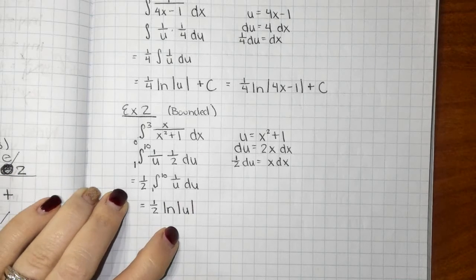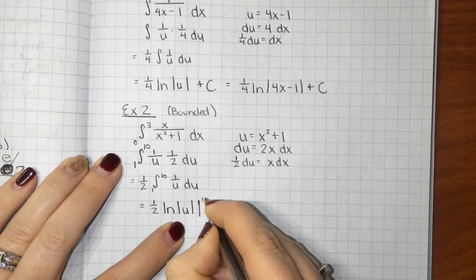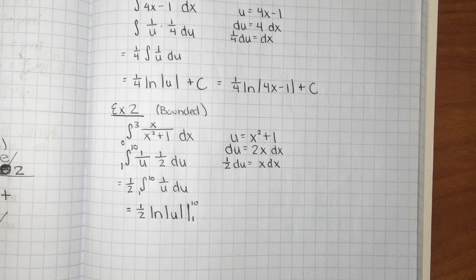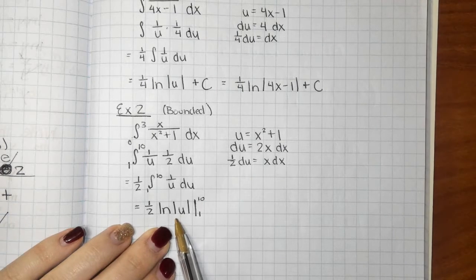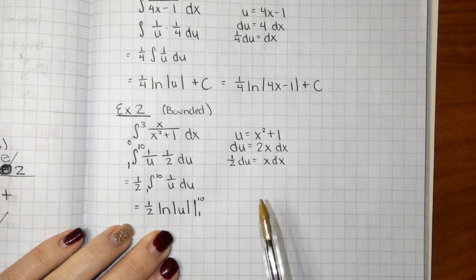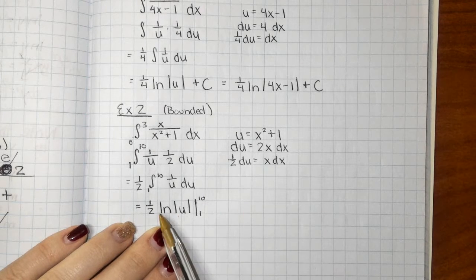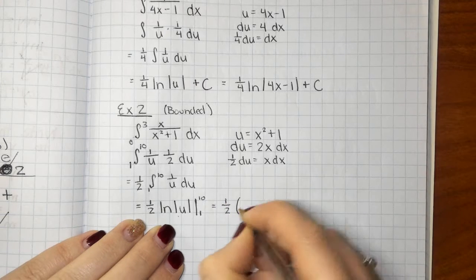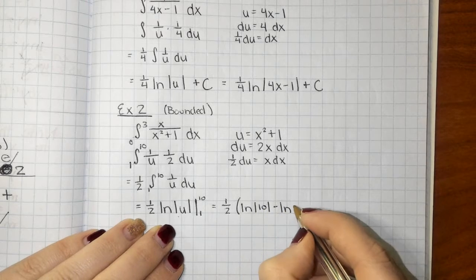Do I need the plus c? No, because I am bounded. So this is 10, this is 1. What do we do from here? We're not. We changed our bounds for a reason. We're just going to plug in our upper bound, subtract our lower bound. Okay? So equals 1/2 natural log absolute value of 10 minus natural log absolute value of 1.